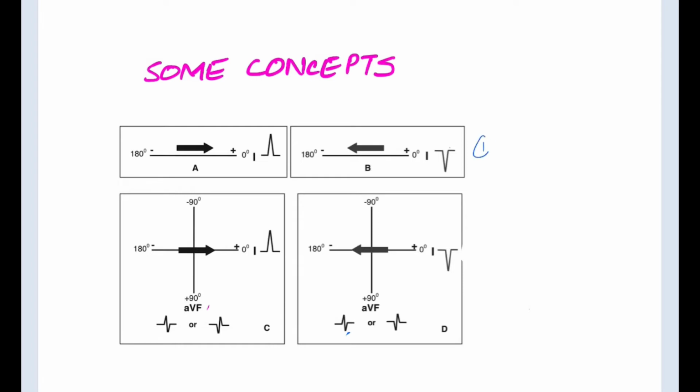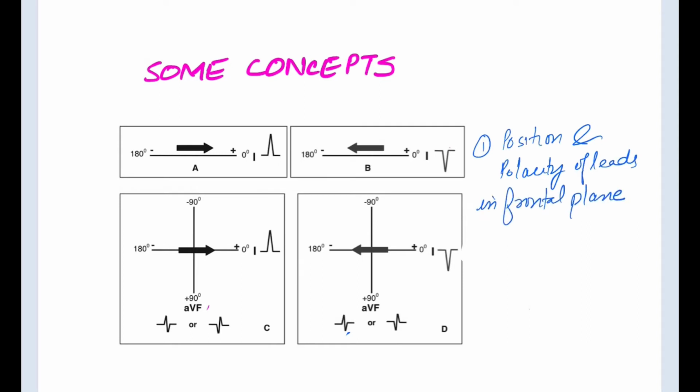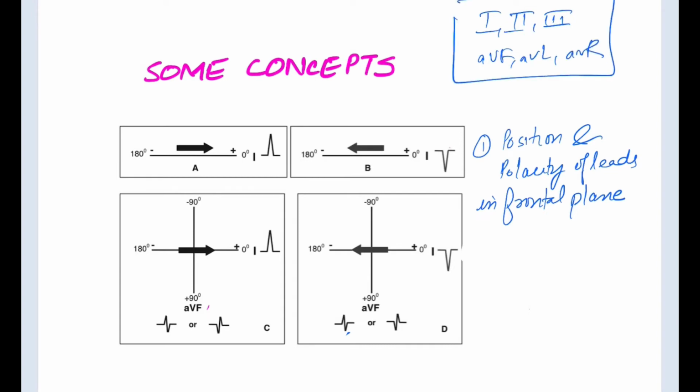The first thing that you need to know is the position and the polarity of the leads in the frontal plane. This is very, very important. You should know the position of lead 1, 2, 3 and AVF, AVL and AVR in order to understand the electrical axis of the heart and all the other concepts. So make sure that before you move forward, you know everything about them.